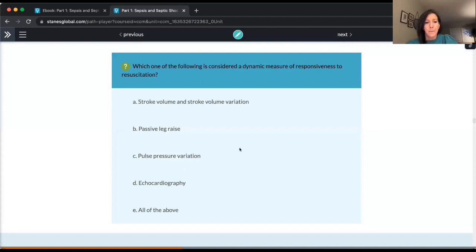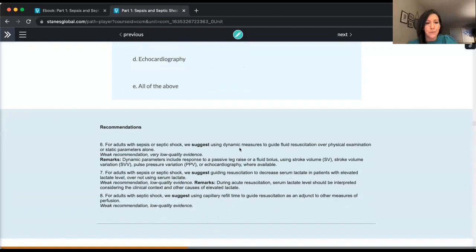So we can go through the recommendations here, if you don't mind, Redia. 6, 7, and 8. She might be having a connection problem, so I'll just read them for us. For adults with sepsis or septic shock, we suggest using dynamic measures to guide fluid resuscitation over physical exam or static parameters alone. Dynamic parameters include response to passive leg raise or a fluid bolus, using stroke volume variation, pulse pressure variation, or echocardiography where available.